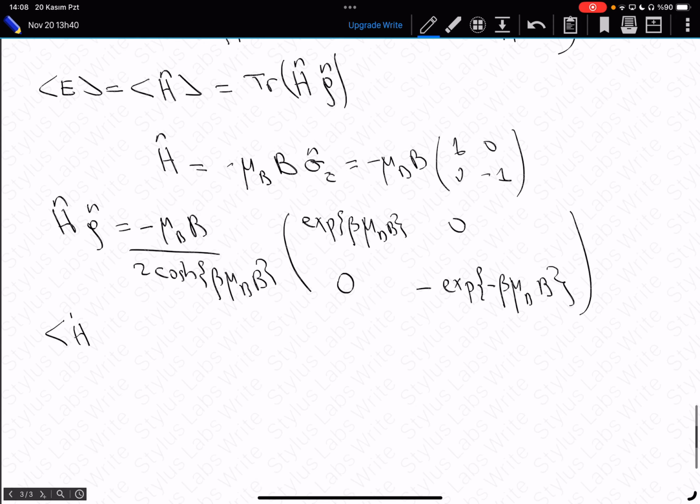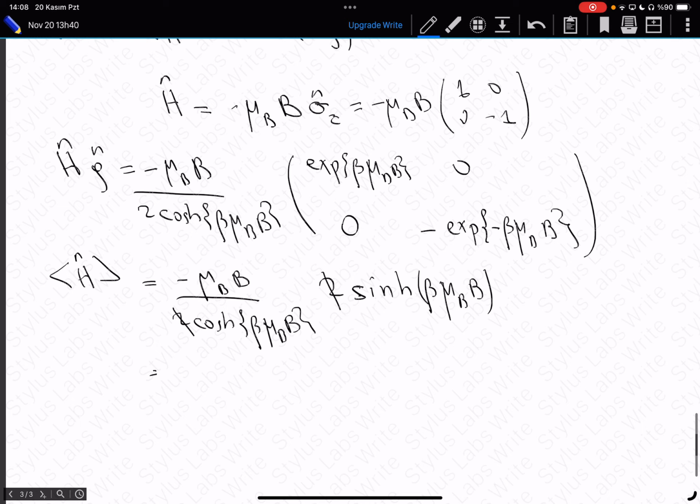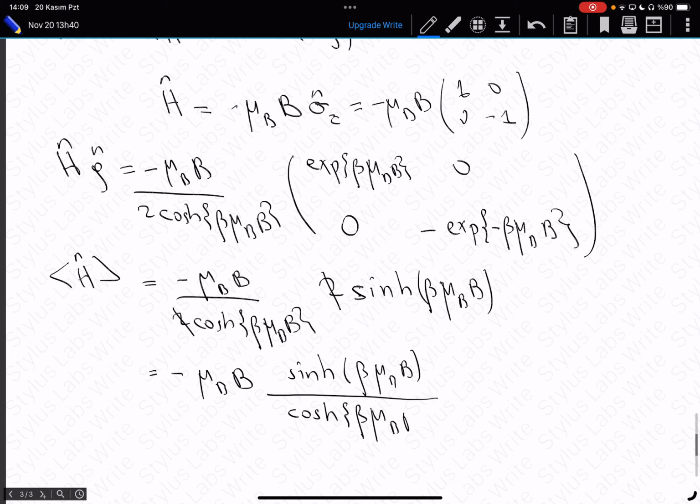So the average of the Hamiltonian is minus mu b times b divided by twice cosine hyperbolic beta mu b times b. If you just take the trace, it gives you twice sine hyperbolic beta mu b times b. The 2's cancel, we get minus mu b times b sine hyperbolic divided by cosine hyperbolic. Yeah, which was the result we had obtained before.